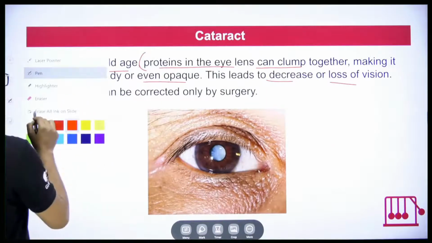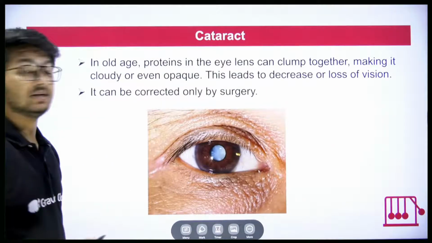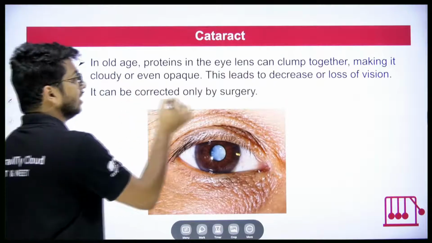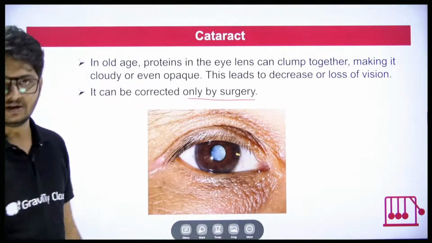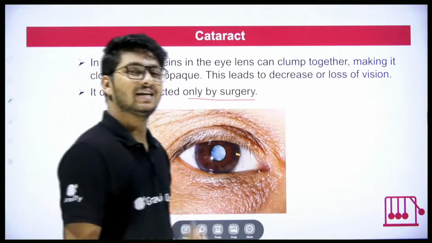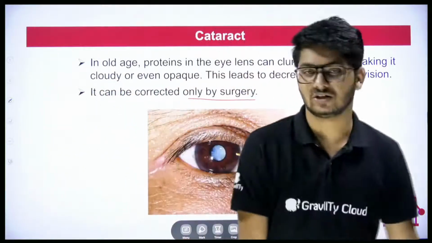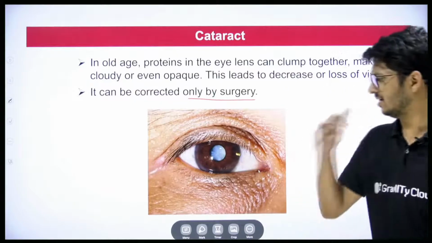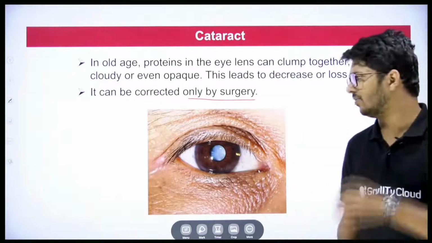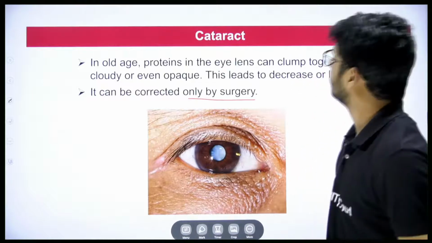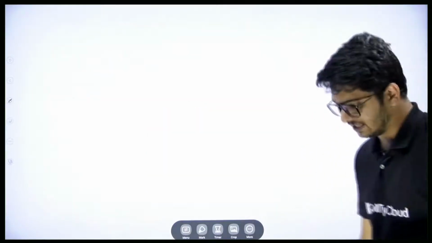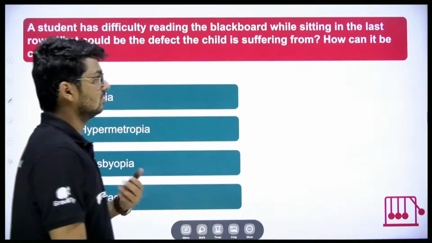So how do we rectify it? It is rectified only by surgery. Through surgery, that layer can be removed. So cataract is corrected by surgery. It's very common nowadays among old people. Okay, good. So we learned about the defects of eyes, presbyopia and cataract. Now we'll be starting with power of lens.